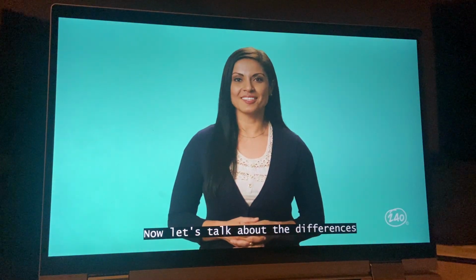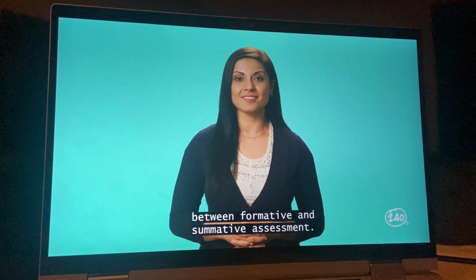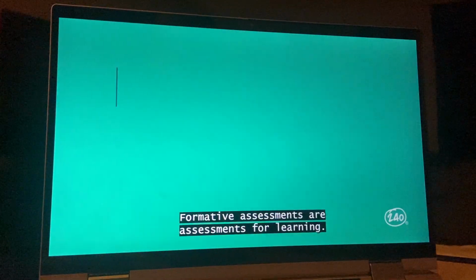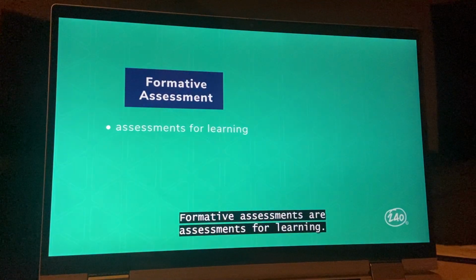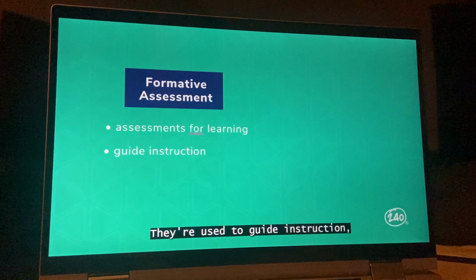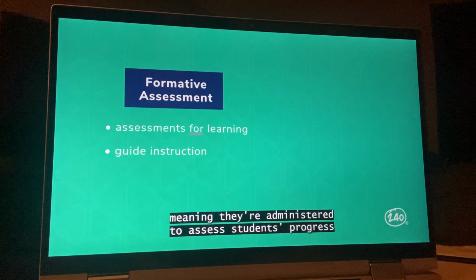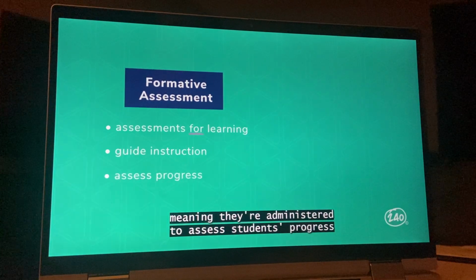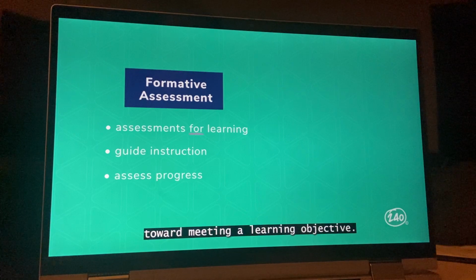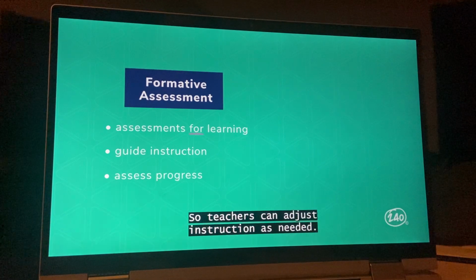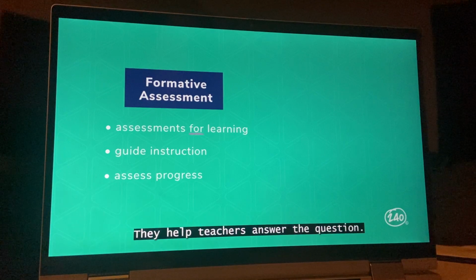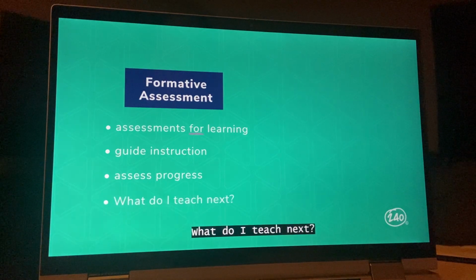Now let's talk about the differences between formative and summative assessment. Formative assessments are assessments for learning. They are used to guide instruction, meaning they're administered to assess students' progress toward meeting a learning objective, so teachers can adjust instruction as needed. They help teachers answer the question, what do I teach next?